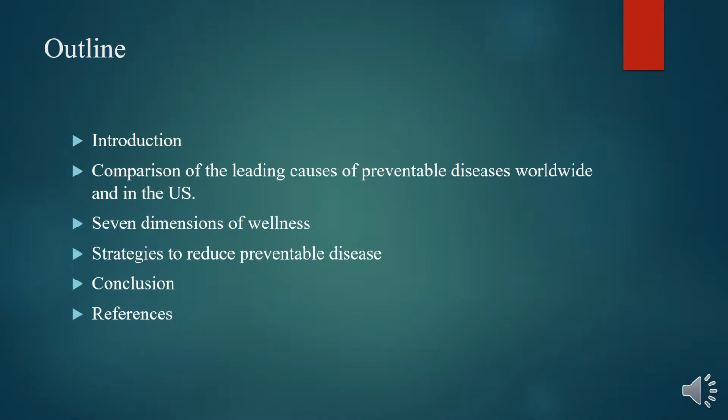So on this next slide we have the outline in which it lists what I'm going to talk about. First we have introduction, and then the next one will be comparison of the leading causes of preventable diseases worldwide and in the US. Then I'll talk about the 7 dimensions of wellness, and then I'll move to strategies to reduce preventable diseases. And next will be the conclusions, and then I'll give you the references.